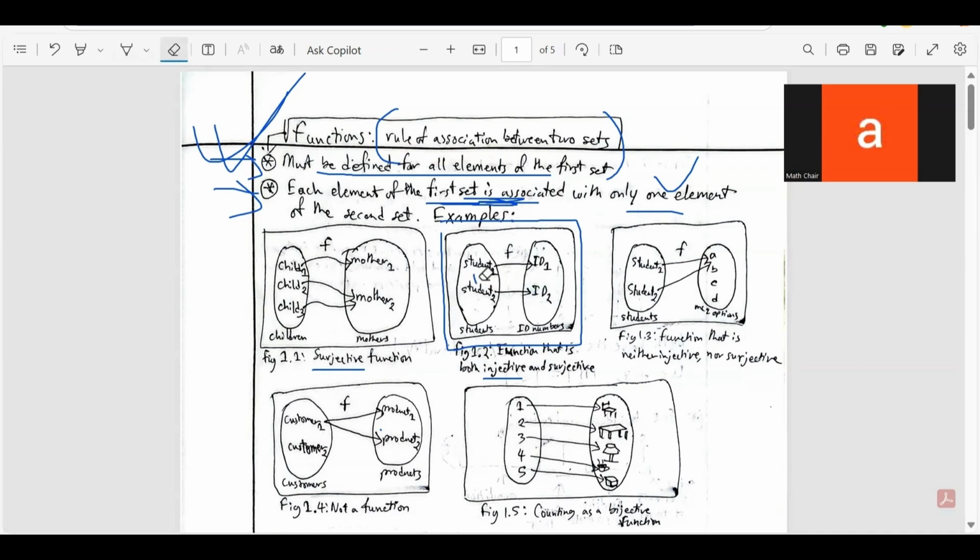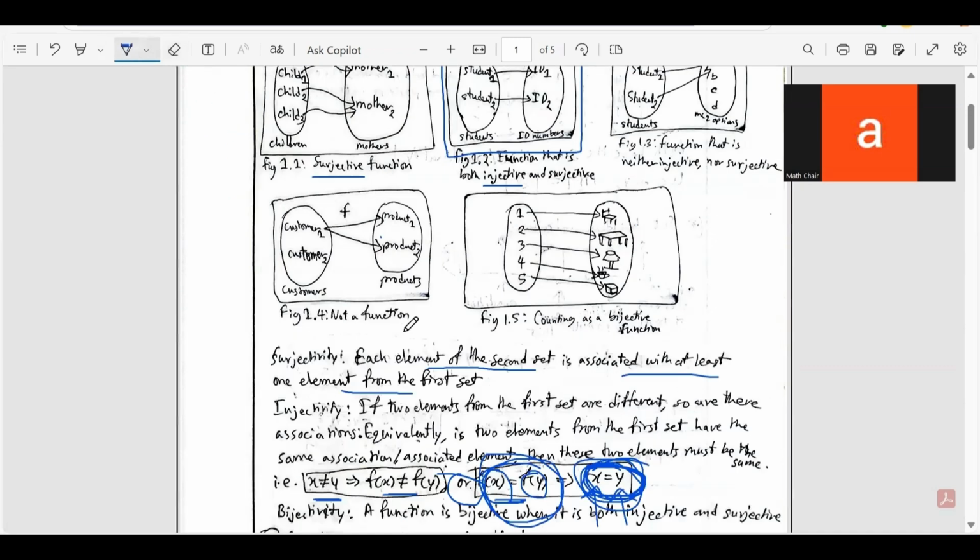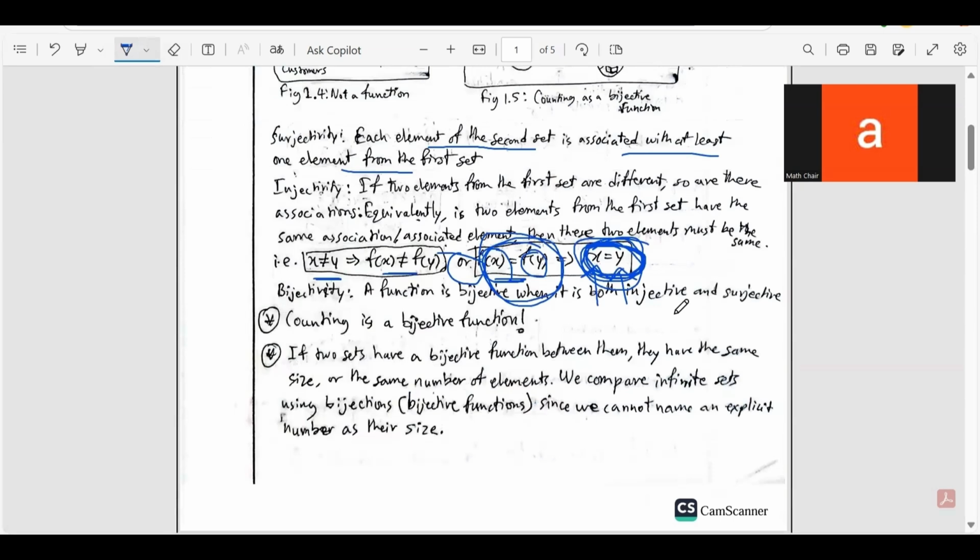And now, if a function has both these properties, if a function is both injective and surjective, we call it bijective. Bijectivity is the property that a function is both injective and surjective.